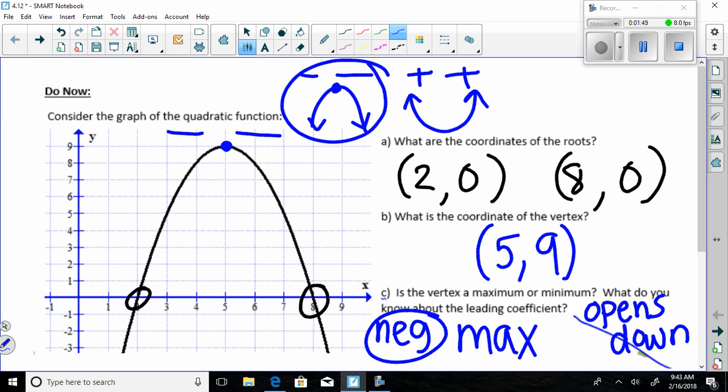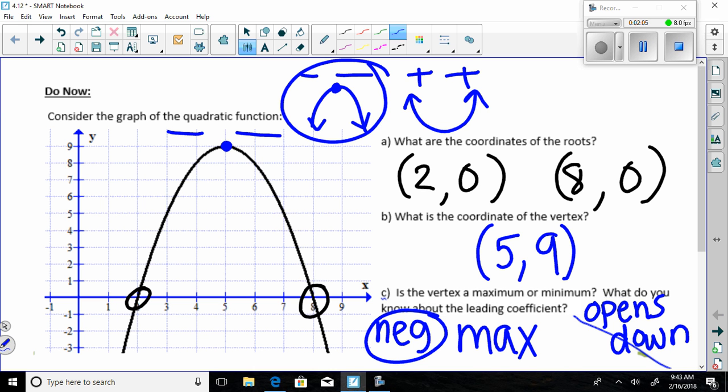Because our parabola looks like this. So if it looks like a negative Nancy, we know our leading coefficient, or A, is negative. If it's positive, she would look happy as can be, like positive Patricia over here, and we would know our leading coefficient is positive. Does that make sense?